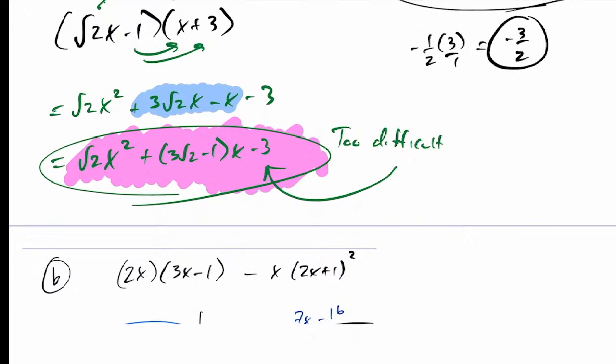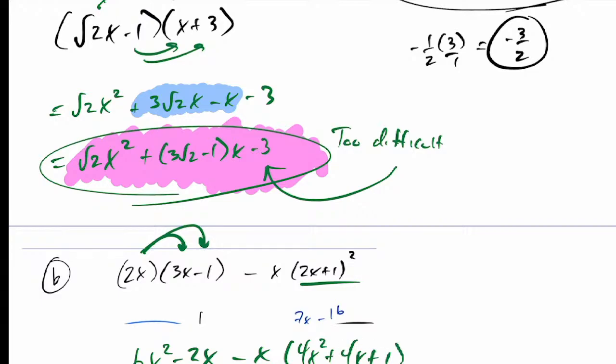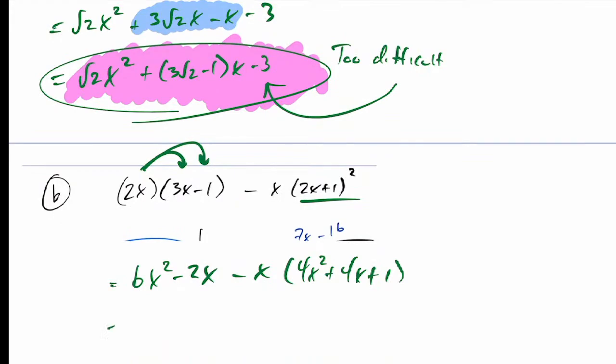For this one here, number 6, since Nicole was asking, we can distribute the 2x into the binomial. I'll get 6x squared minus 2x minus x, and then you can expand this out. You square the first, you get 4x squared. First times second times 2, you get 4x plus 1. And this is 6x squared minus 2x minus 4x cubed minus 4x squared minus x.